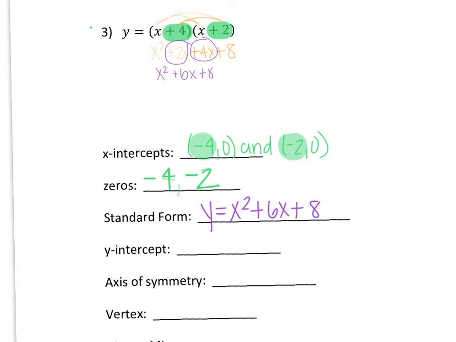Problem 3, I have standard form of y equals x squared plus 6x plus 8. So my y-intercept would be 8. So it would be the ordered pair 0, 8.